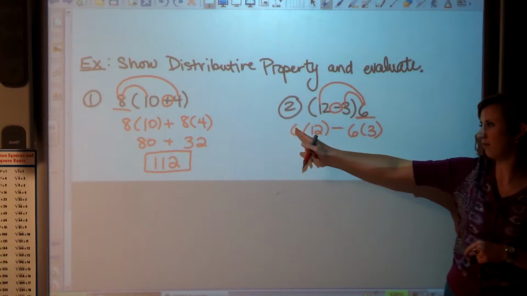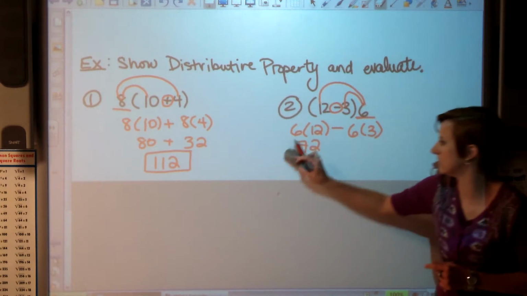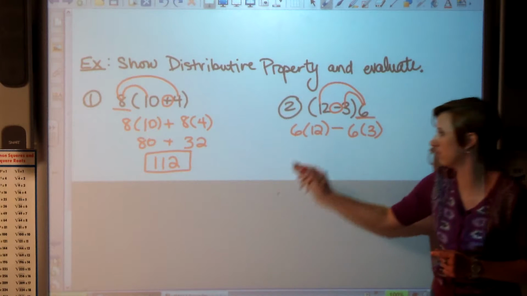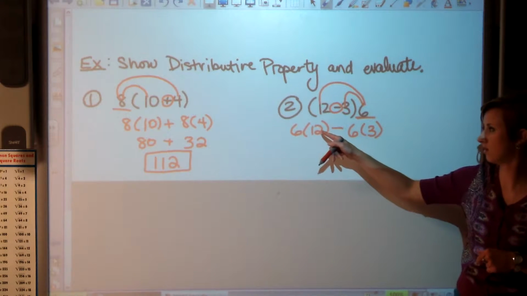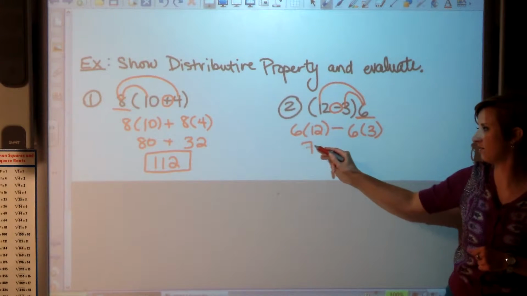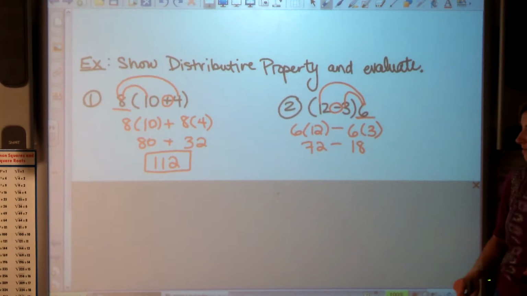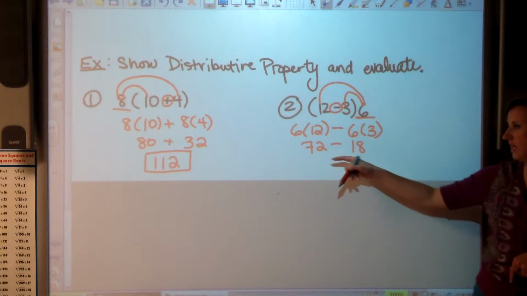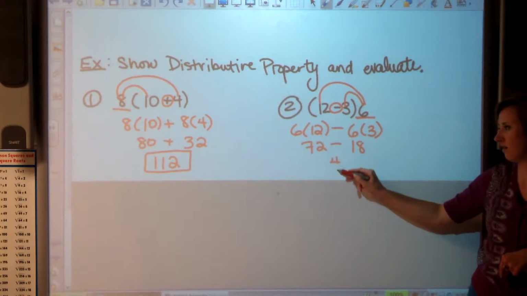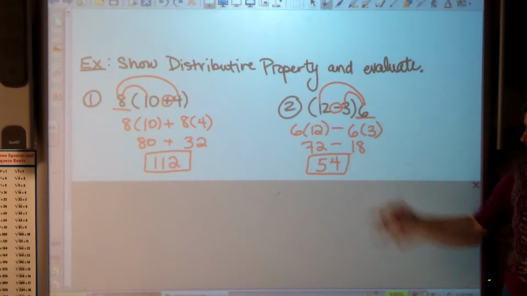So then we just multiply. 6 times 12 is 72. Oh, sorry, 96. I was thinking 6 times something else. 6 times 12 is, nope, I was right, 72. Sorry about that. Minus 6 times 3 is 18. 72 minus 18 is 54. Okay.